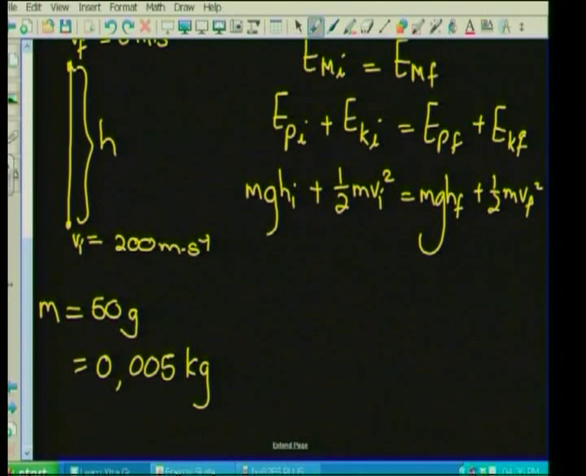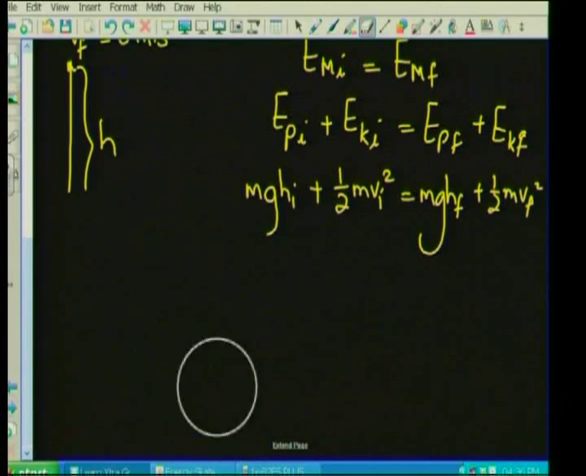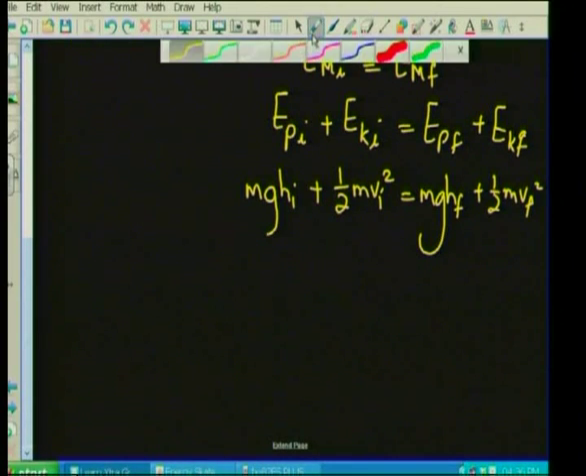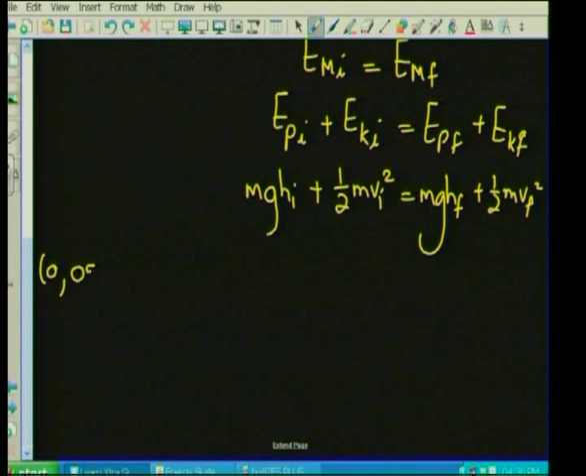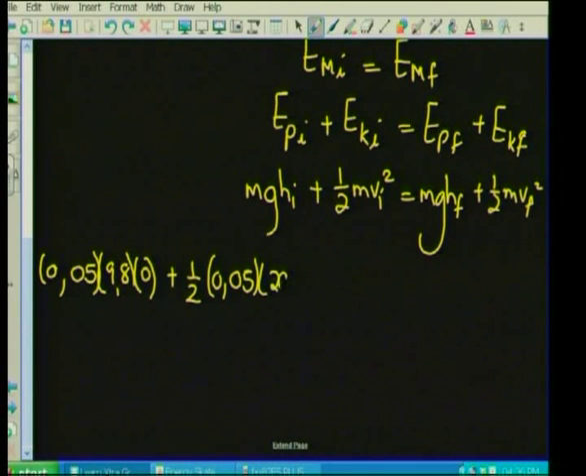Let's put in what I know now. It's going to get a little hectic because there's lots of stuff for me to write. So what I'm going to do here is create a little bit of space so that I can actually write it all in without losing any, so I don't write it in on 2 lines. So I'm going to start it over here. My mass is 0.05. Gravity is 9.8. Initial height was at the bottom, so it's 0. Plus a half times 0.05. Initial velocity was 200, and that's going to be squared.